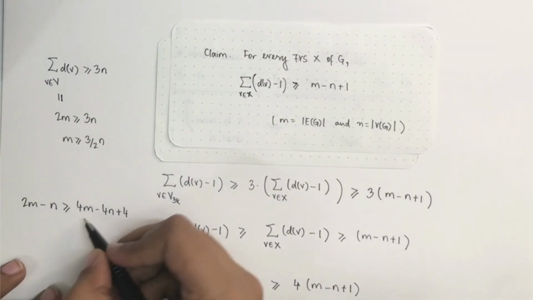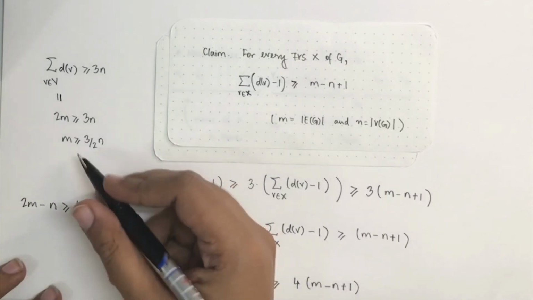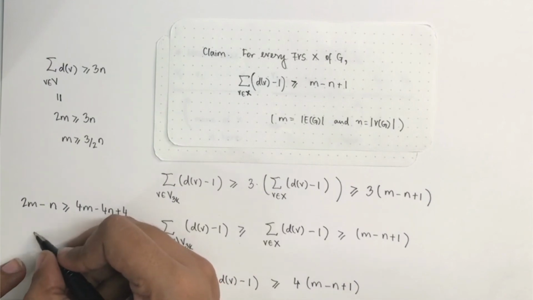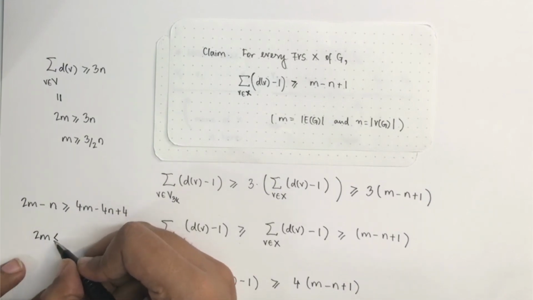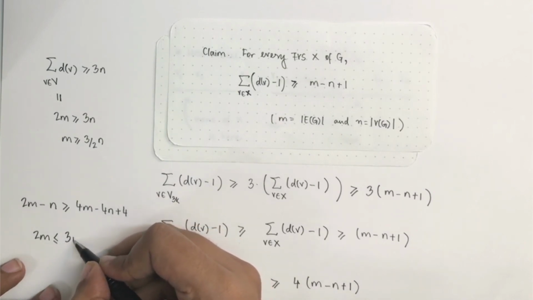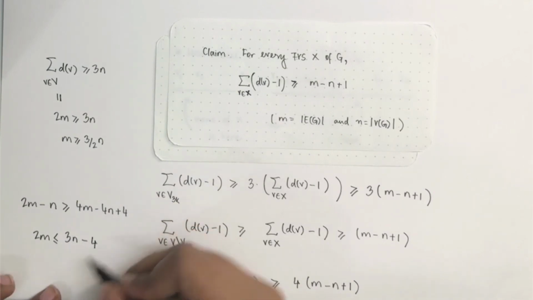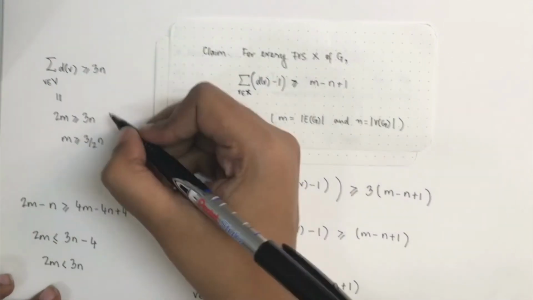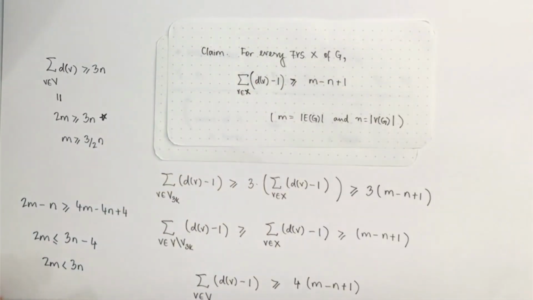Just rearranging the terms here so that it's easier to see the contradiction that we were hoping for. We have that 2m is less than or equal to 3n minus 4, and in particular this implies that 2m is less than 3n, and that's problematic with respect to our assumption. So that brings us to the contradiction that we were after, and this means that we are pretty much done.